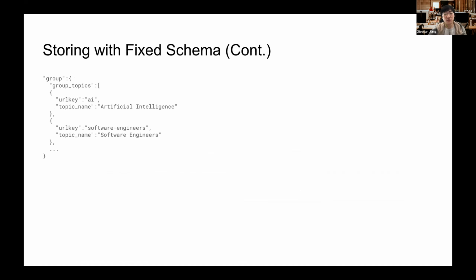But how about this group field? It's nested. So one option is, can we store it as a multi-value column? For example, we flatten it, and then we store a multi-value URL key, like AI, software engineer, and array, and then we store another multi-value column for the topic name.